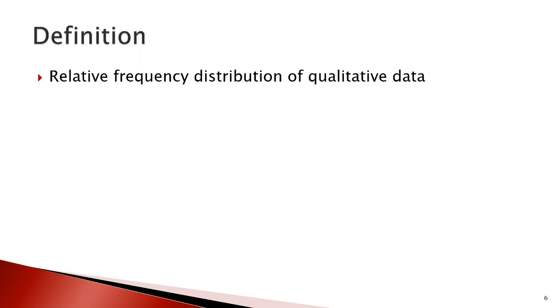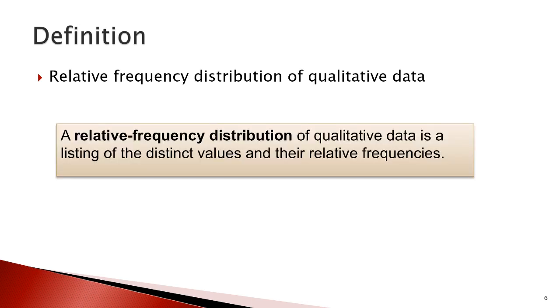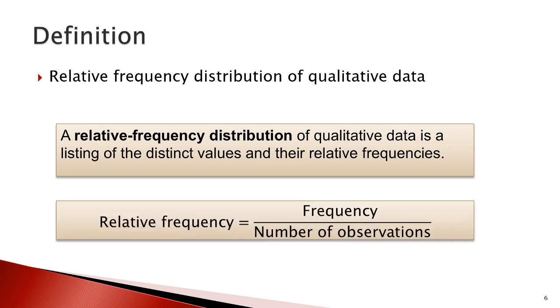Now let's move to the next part of this section, that is the relative frequency distribution of qualitative data. By definition, the relative frequency distribution of qualitative data is a listing of the distinct values and their relative frequencies. And the relative frequency can be calculated by the frequency divided by the total number of observations. Let's see how we can calculate the relative frequency for our data set in the example.